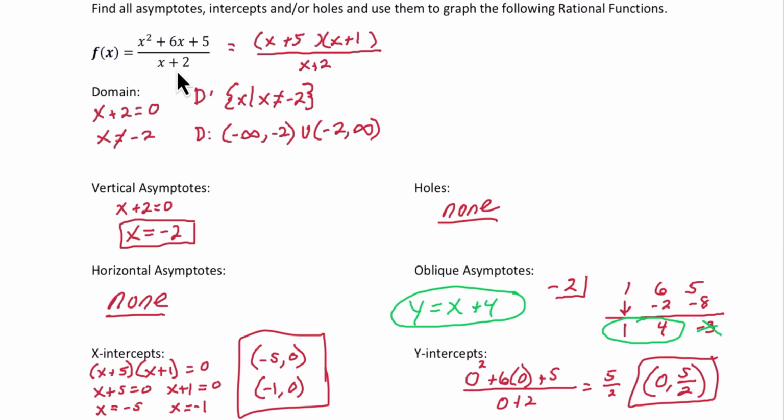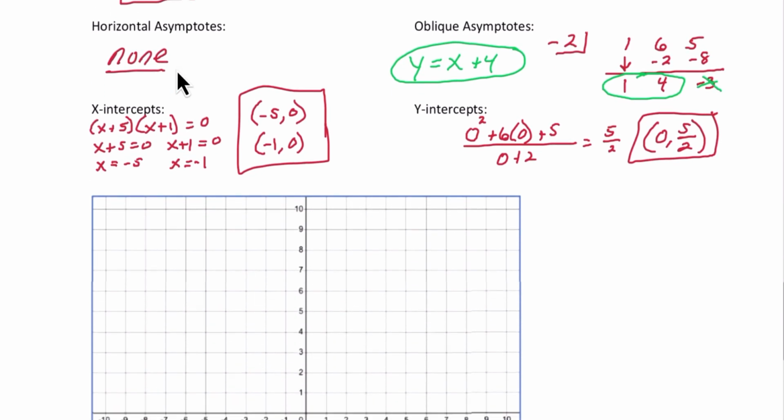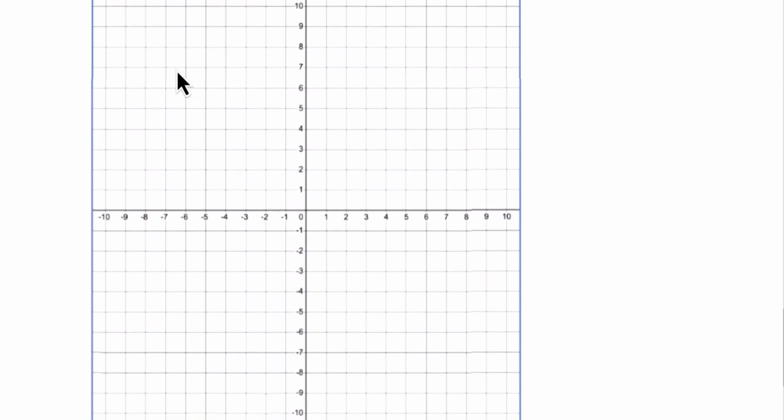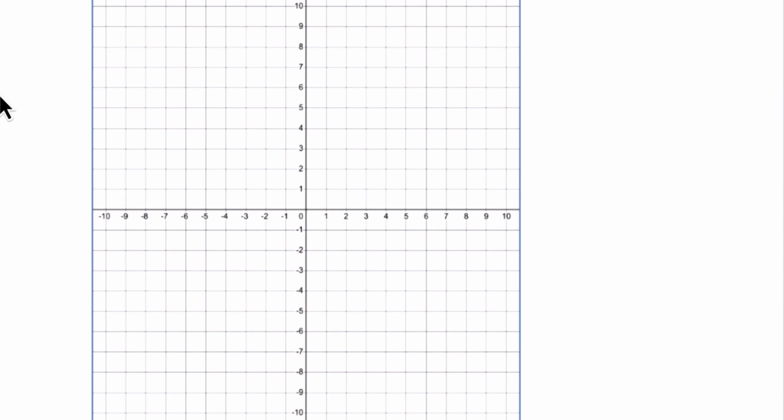Next, we'll throw all of this together on a graph. Recall that the vertical asymptote is x equals -2. We'll represent that with a dotted line. The slant asymptote was y equals x plus 4. So that means the asymptote goes through the 4 on the y-axis. Then a slope of 1.